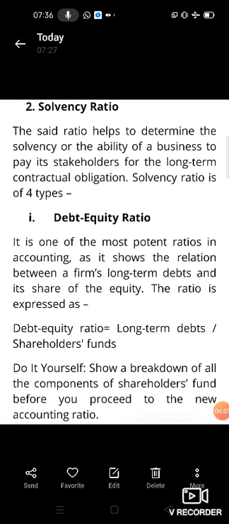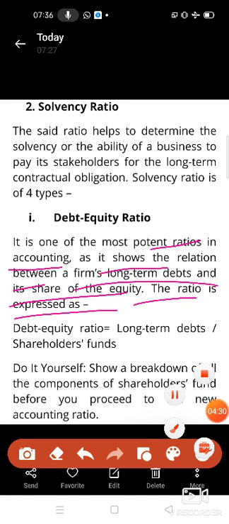Now see solvency ratio. The said ratio helps to determine the solvency, or the ability of a business to pay its shareholders and meet long-term contractual obligations. Solvency ratio is of four types. Number one, debt equity ratio.